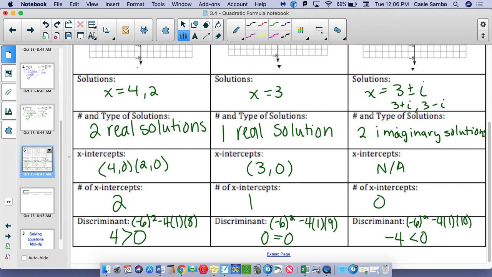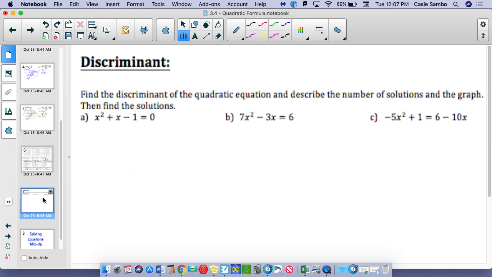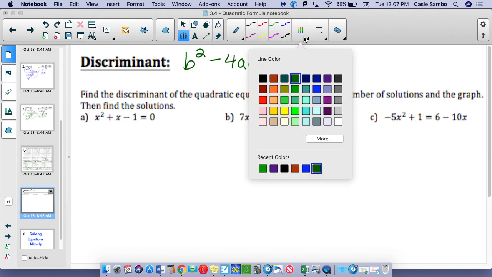This is the most important part about the discriminant: if it is greater than 0, you have 2 real solutions and 2 x-intercepts. If it is equal to 0, you have 1 real solution and 1 x-intercept, and if it is less than 0, you have 2 imaginary solutions and 0 x-intercepts. Let's emphasize that again as we look at these last 3 examples, where we are just going to find the discriminant to determine the number of solutions and to talk about the x-intercepts on the graph. So, again, the discriminant is just b squared minus 4ac.